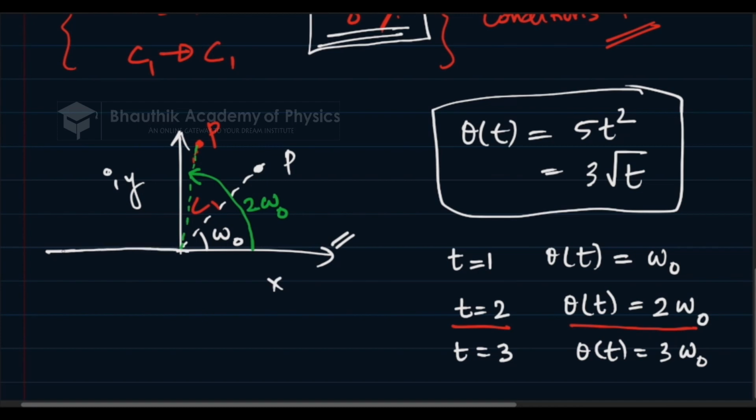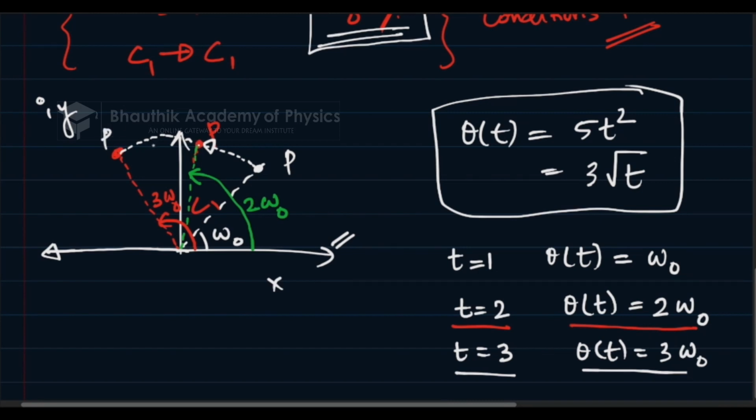Okay, now the P has changed from this point to this point. Now what happens when t equals 3? What is the angle? 3 times omega naught. Meaning, let me take this over here. If I represent another point over here, that corresponds to the angle 3 times omega naught. Meaning, again, the point P has displaced from this point to another point. This is my new point P.